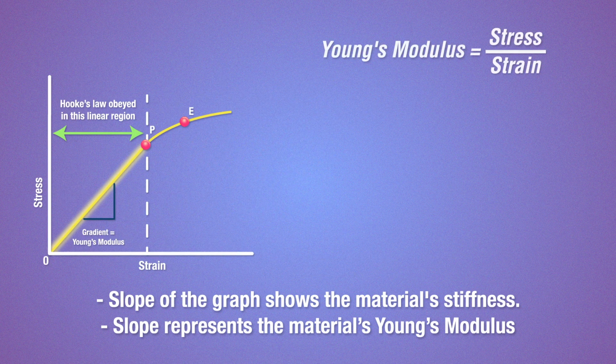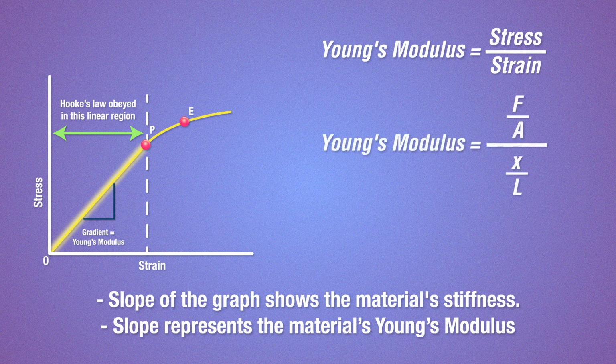Anyway, we can calculate Young's modulus by dividing the stress on the object by the strain. This simplifies to give us this expression, where F is the force applied, A is the area of contact, x is the extension caused, and L is the total length of the material.